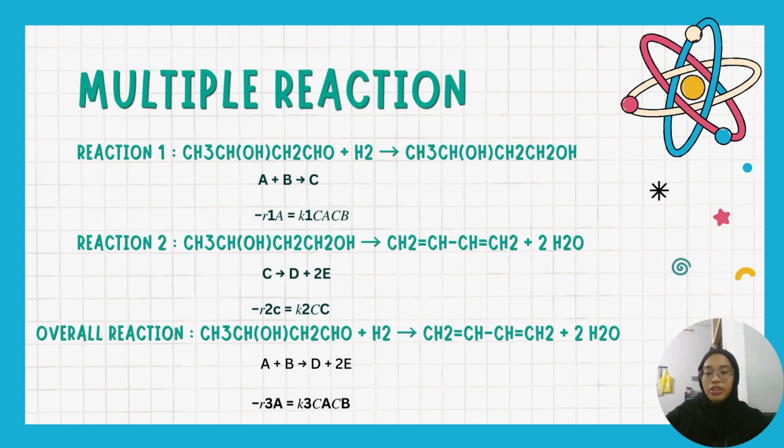Next is the multiple reaction. In this project, we have two reactions. For the first reaction, the rate law is negative r1A equal to k1 CA CB. For reaction 2, the rate law is negative r2C equal to k2 CC. And for the overall reaction, the rate law is negative r3A equal to k3 CA CB.